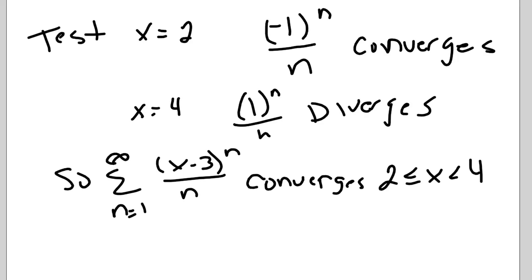So when we put all this together, the series converges when 2 is less than or equal to x and less than 4. Notice how the equals is on the 2 because we know it converges at that point. And it diverges when x is less than 2 or when x is greater than or equal to 4.